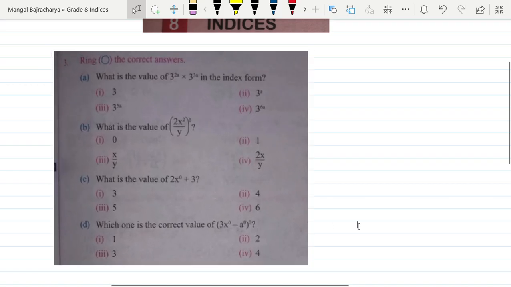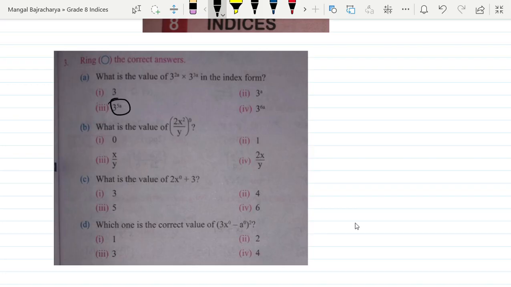Okay, so what do you see? Ring the correct answer. You have to put your ring on the correct answer. So 3 power 2a into 3 power 3 is here. So it will become what? Powers will get added. So 2a plus 3 you get 5a. So the correct answer is this number 3. Okay, that's the correct answer.